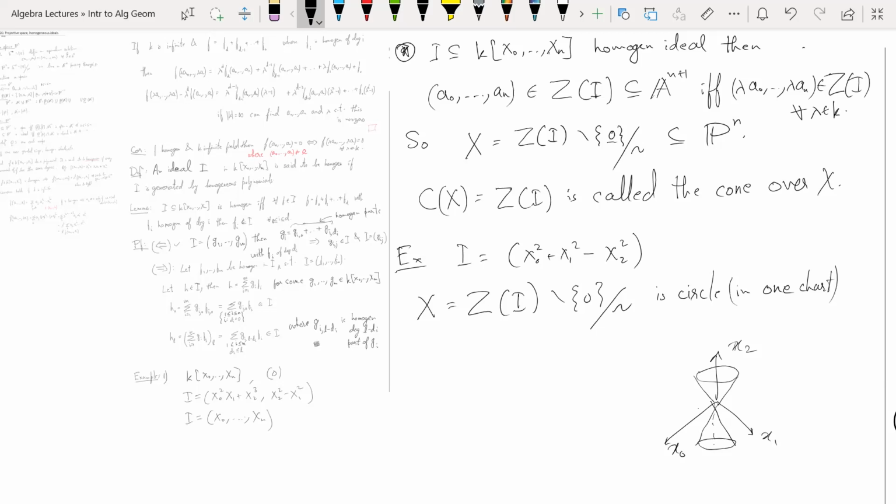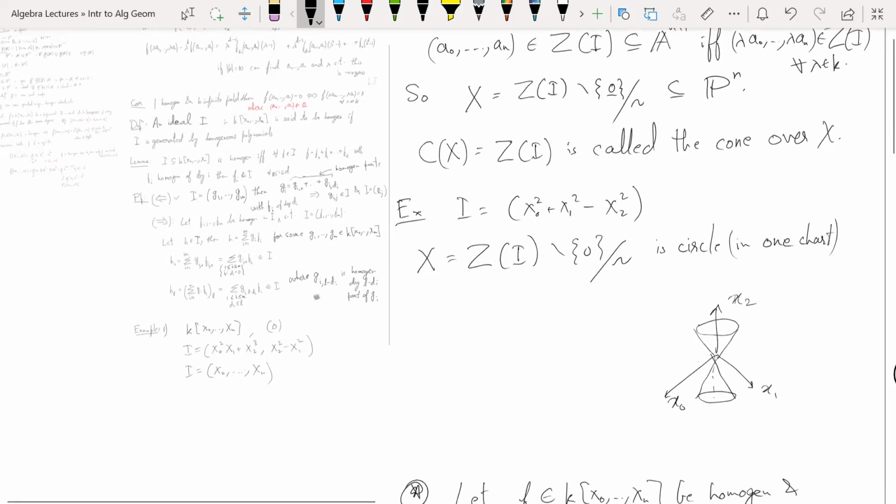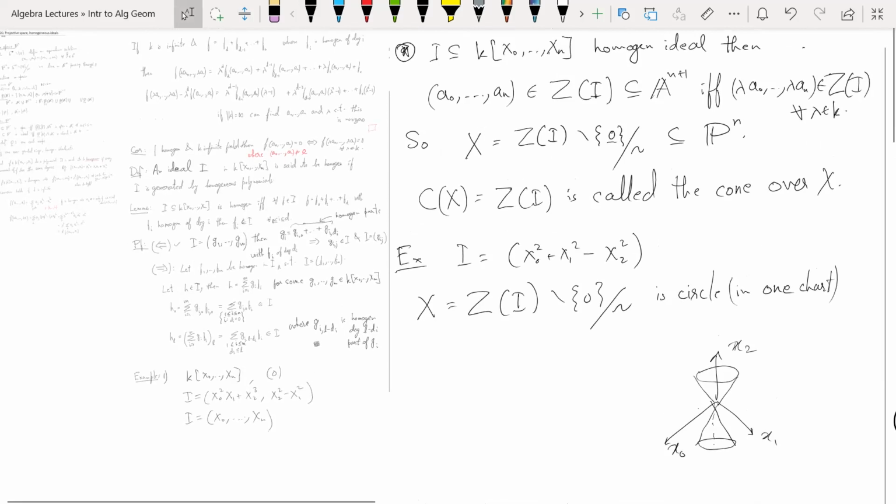Yeah. So this is what we will call Z(I) in P^n. We will also denote it by Z(I). I'll drop this P^n later, so from the context it will be clear whether it is in P^n or A^(n+1) or whatever.